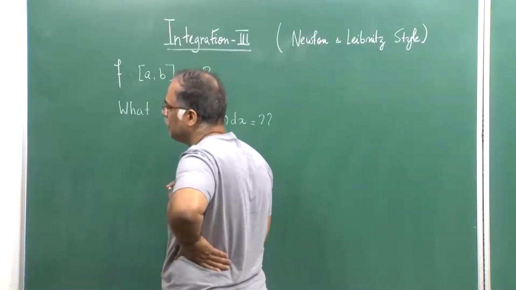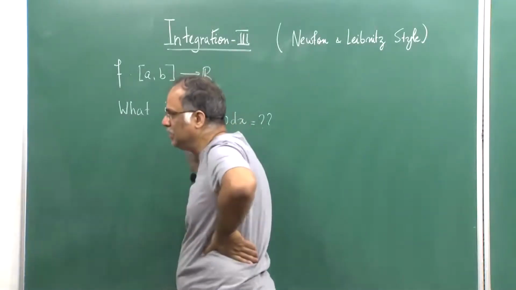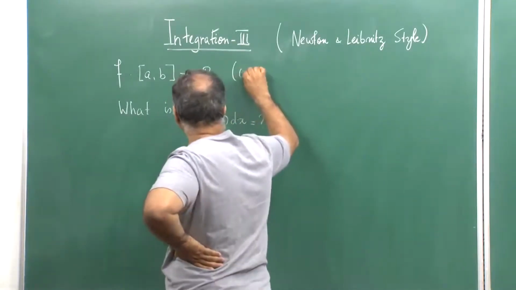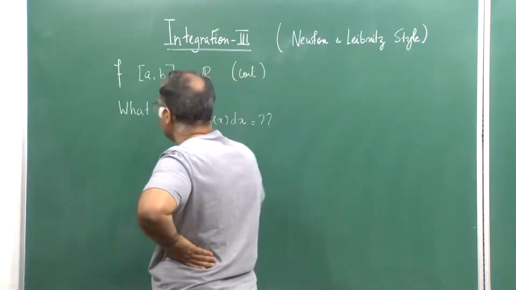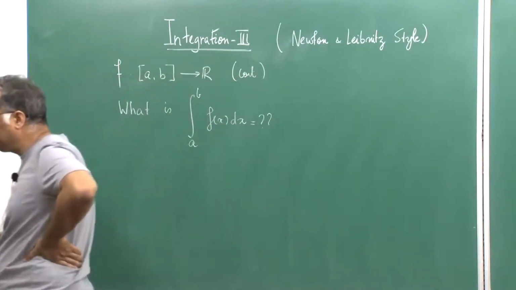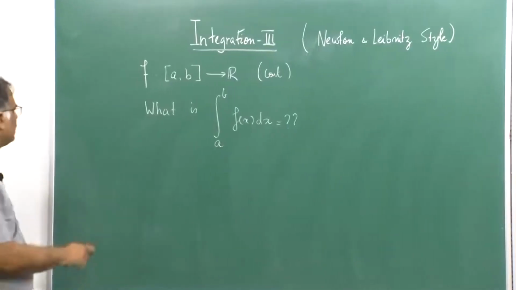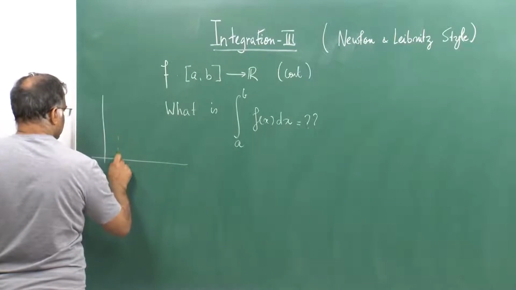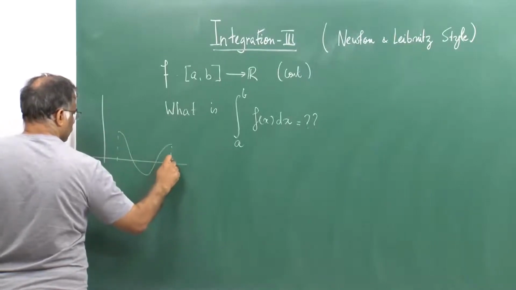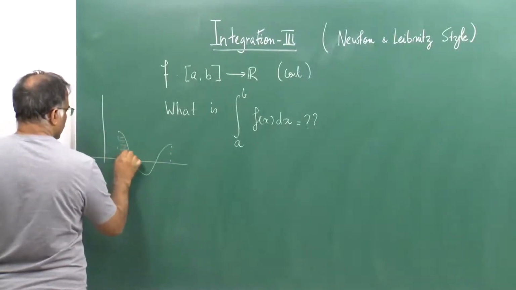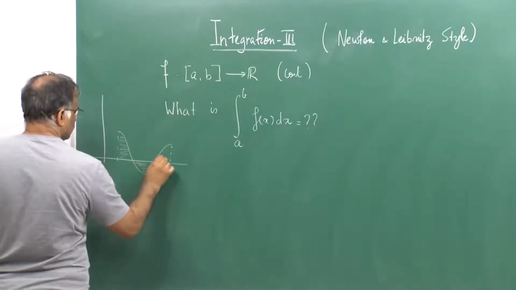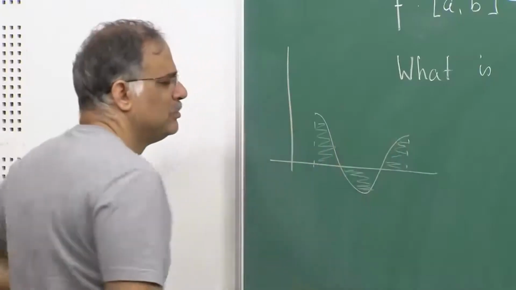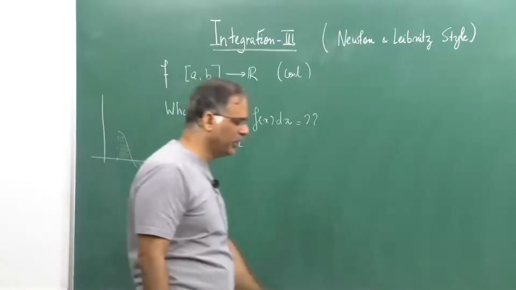So we start with this question: if f is, say, a continuous function, then what is the meaning of this? We are not really bothered with the sign of f at this time. f could be something like this between a and b. So what is the meaning of this? What do you mean by area under the curve?